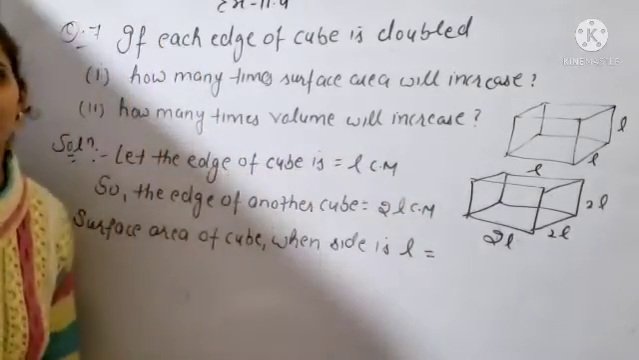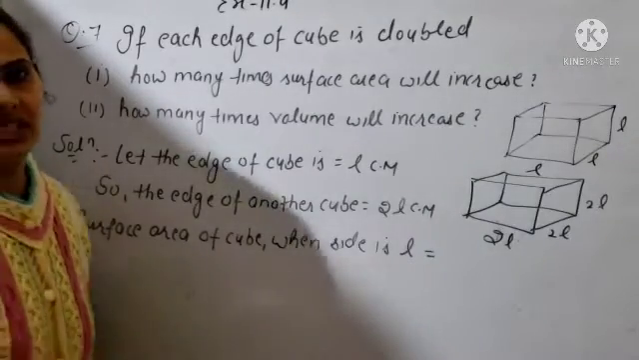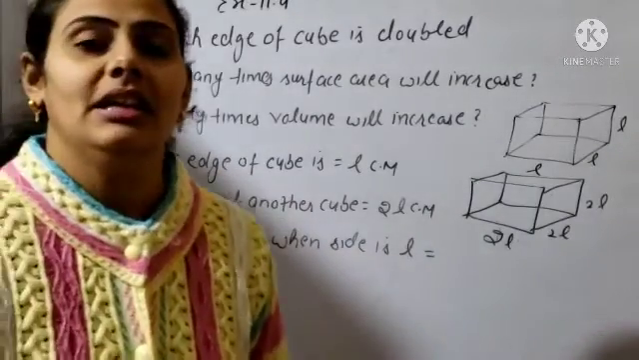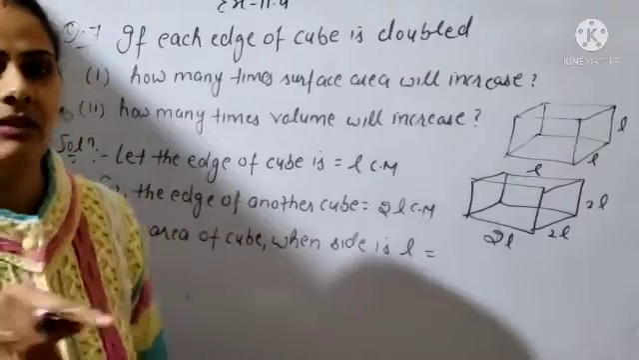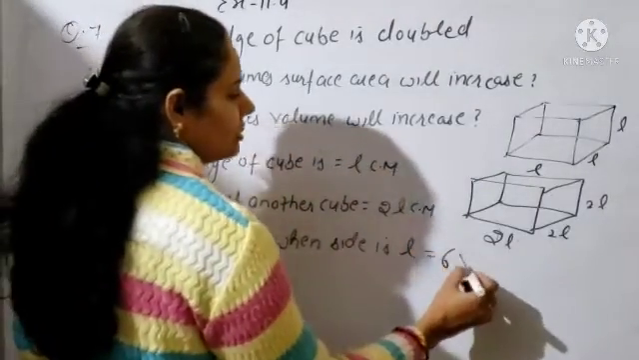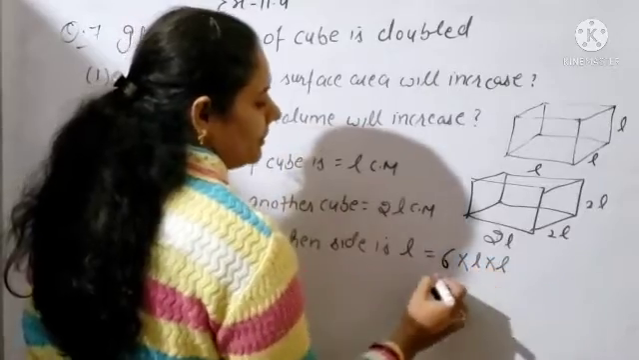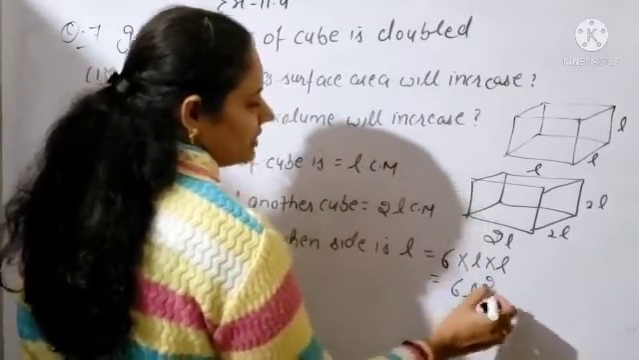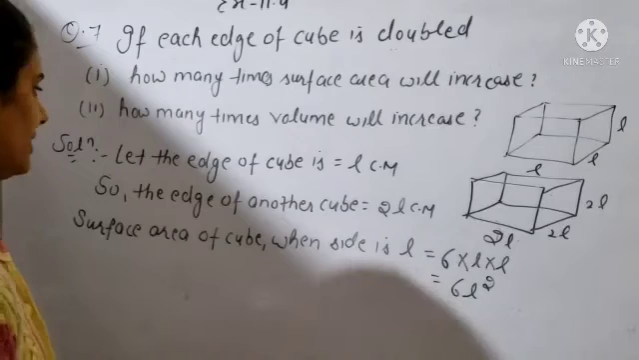So what will be the surface area? Surface area means total surface area, and total surface area will be 6. How many faces will be there? 6 faces. So 6 into side into side. So 6 into L into L. So it will be 6L square. So this one will be the surface area.